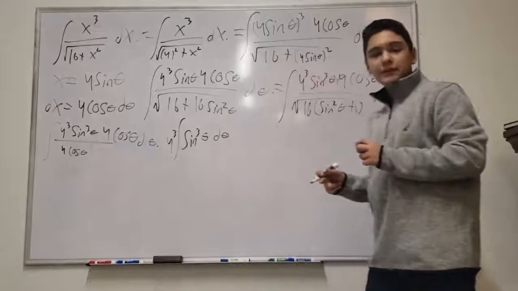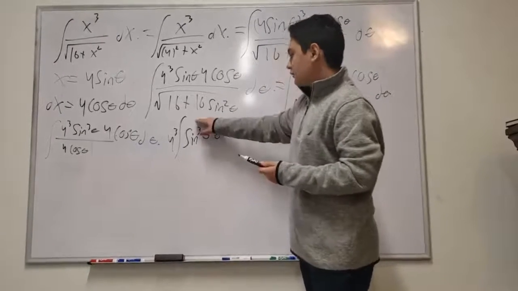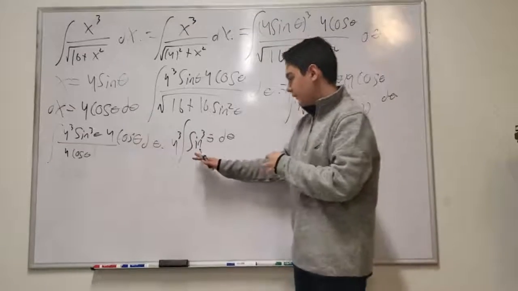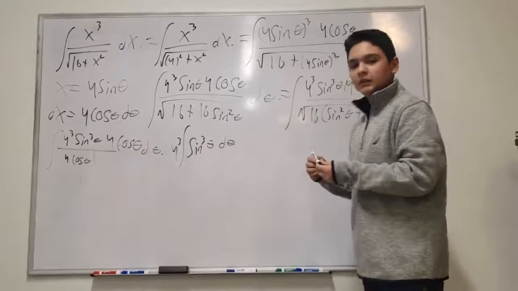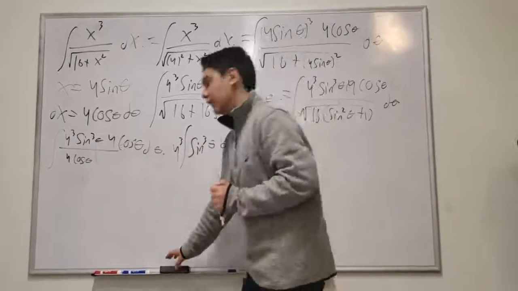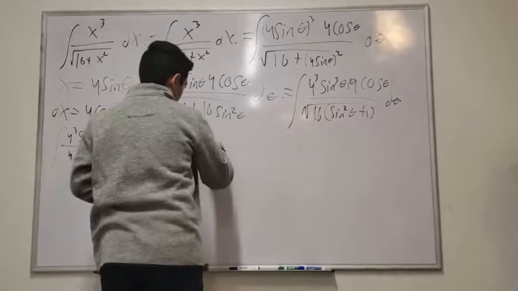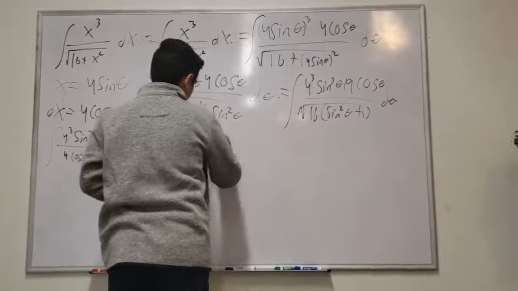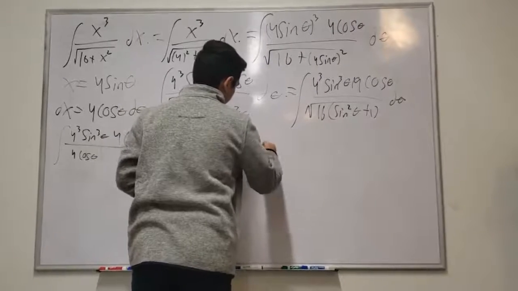This one can be a little tricky, but if we have a trigonometric function raised to an odd power, what we can do is expand it out into an even and an odd power. So in this case, it can be sine squared theta times sine theta d theta.